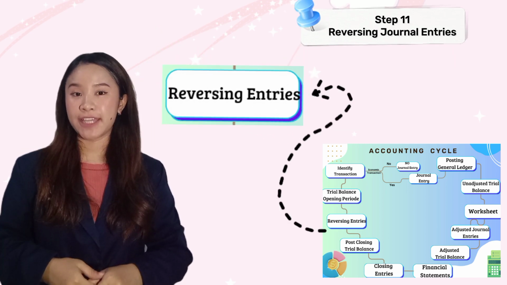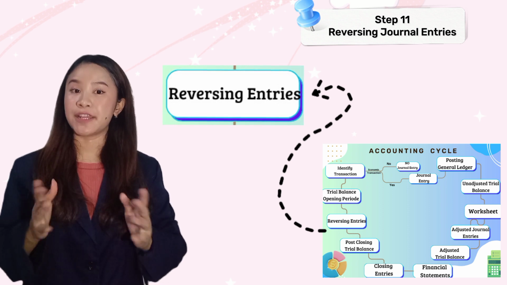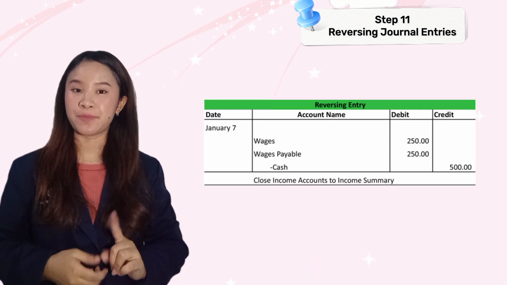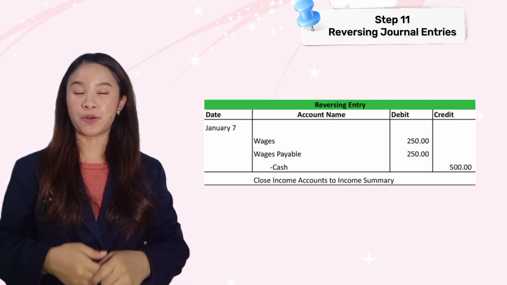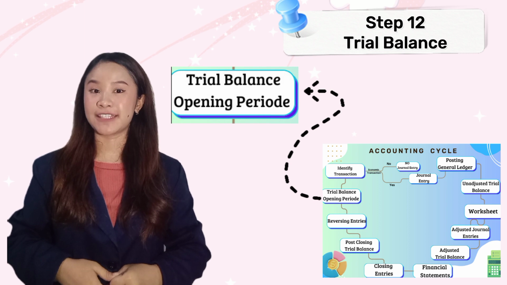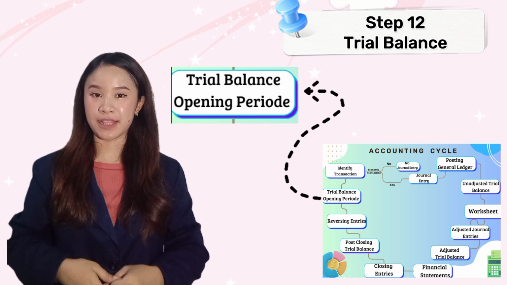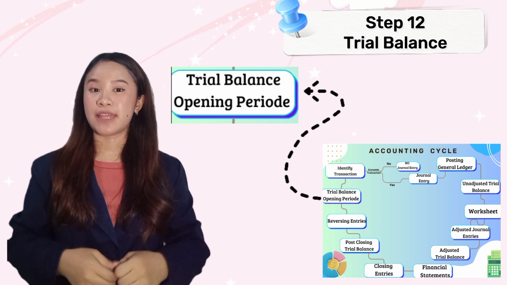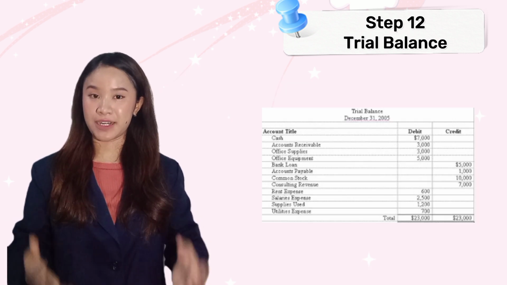The eleventh step is creating the reversing journal entries. The reversing journal entries are made for some transactions in one accounting period to clear the accrual adjustment entries. The twelfth and final step of the accounting cycle is making a trial balance. This trial balance has to be correct and balanced so that it will carry over to the next period.